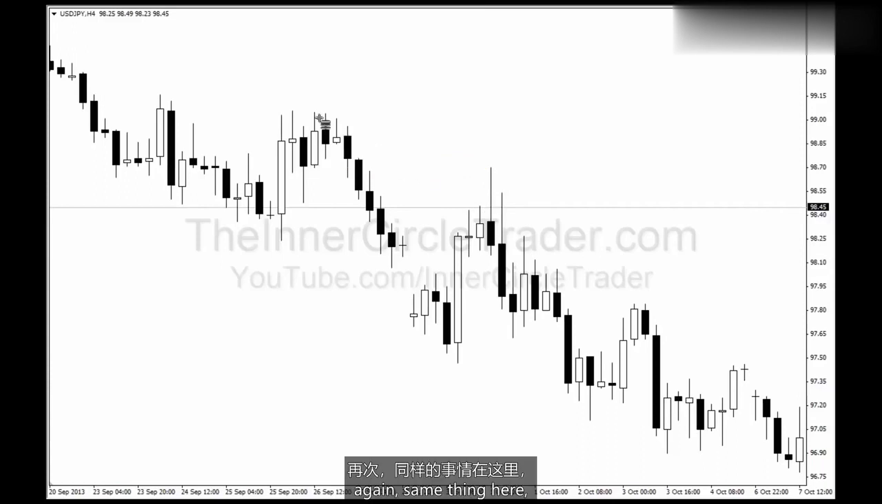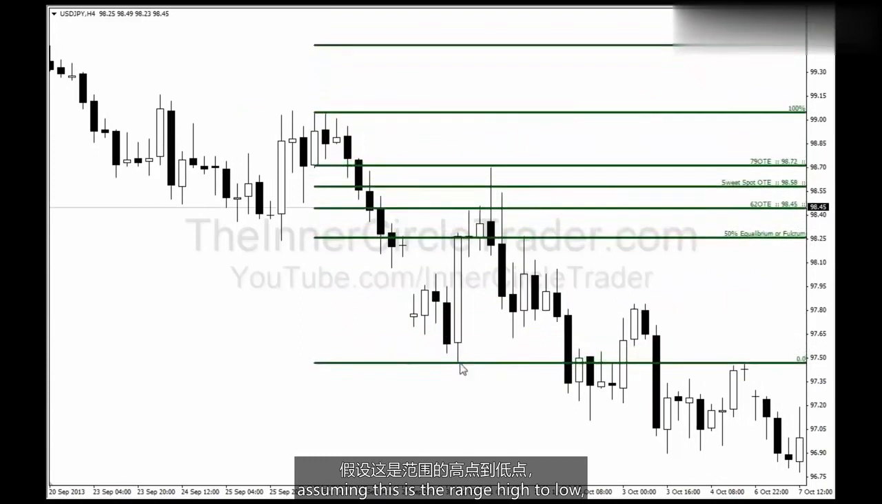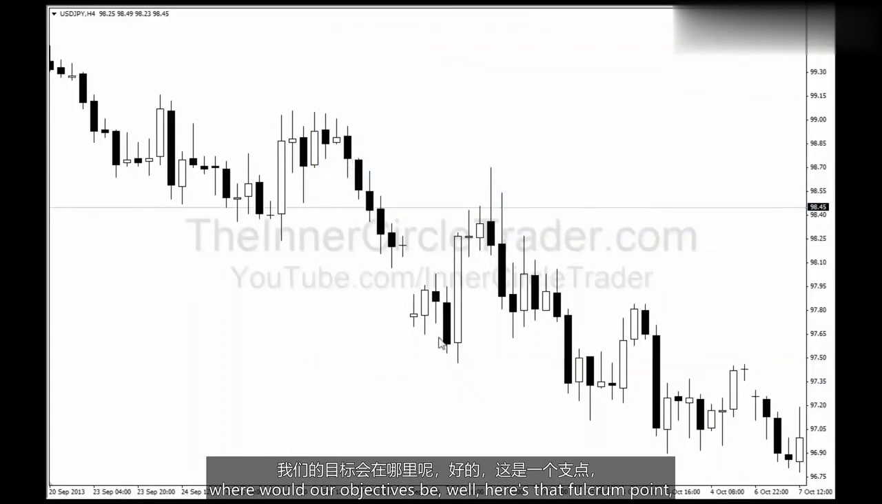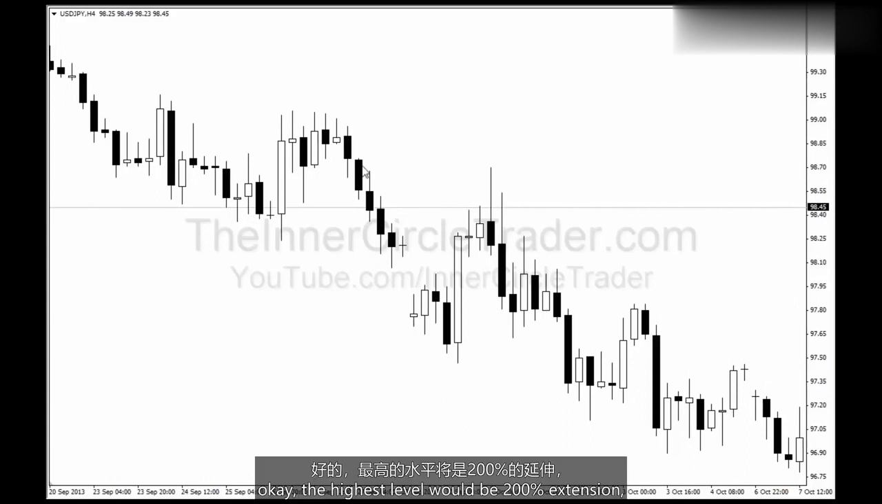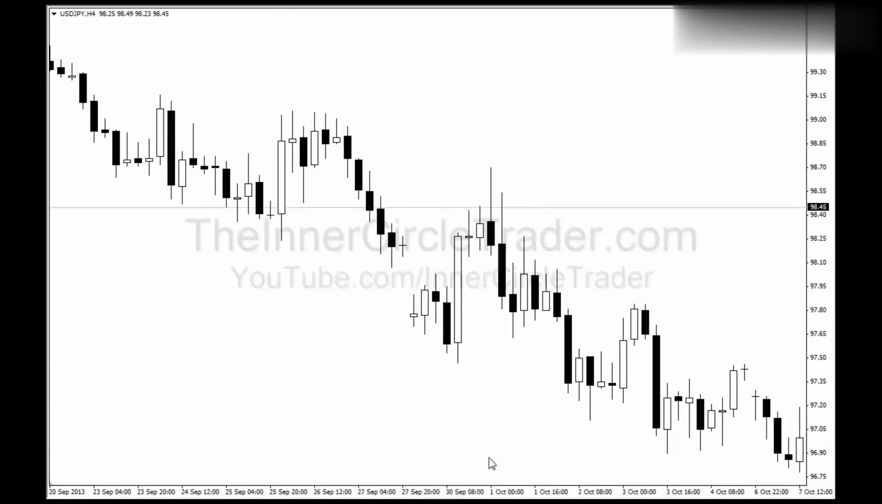Again, same thing here. Assuming this is the range, high to low, optimal trade entry in here. You could be a seller here. Where would our objectives be? Well, here's that fulcrum point. Remember, this is the pivot point. When it breaks below that, we should see this move lower. The highest level would be 200% extension, or double the range from this low to this high, broken from this low here down.